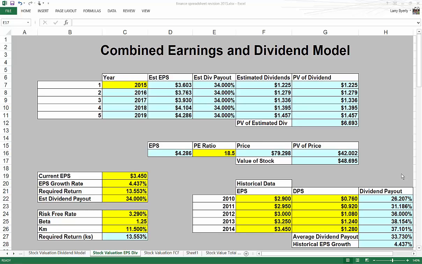So let's start with a company where we're going to start in the year 2014, right? So we know that this is the year we're in right now. So we got 2010 through 2014, and we need to gather some information. So we have gathered the earnings per share for the last 5 years. So here we have our earnings per share. We've also gathered our dividends per share. And from that information, we can then calculate the dividend payout ratio.